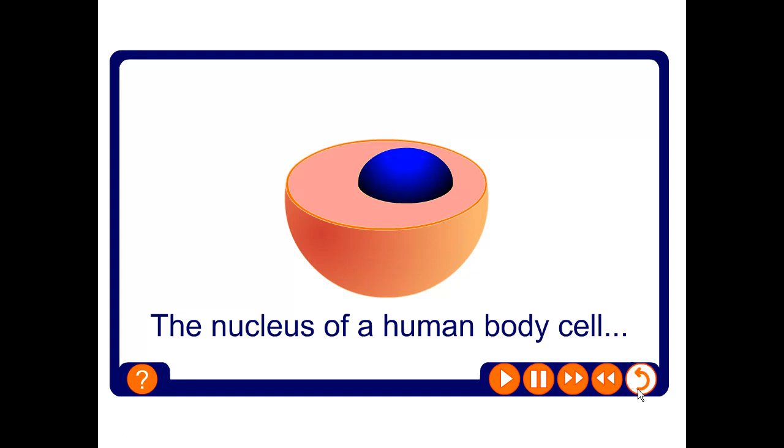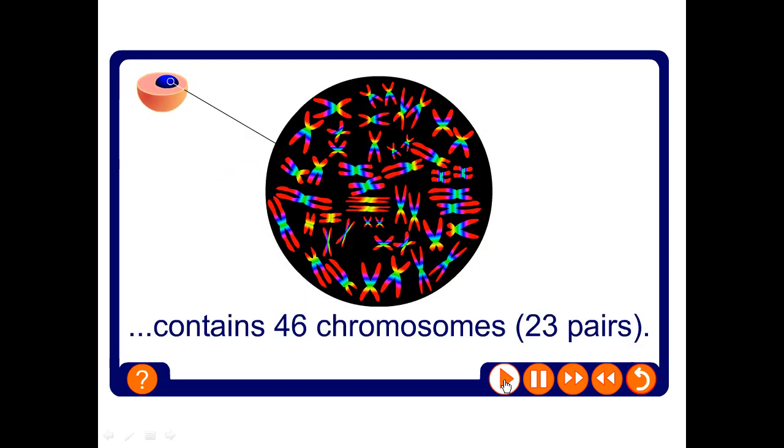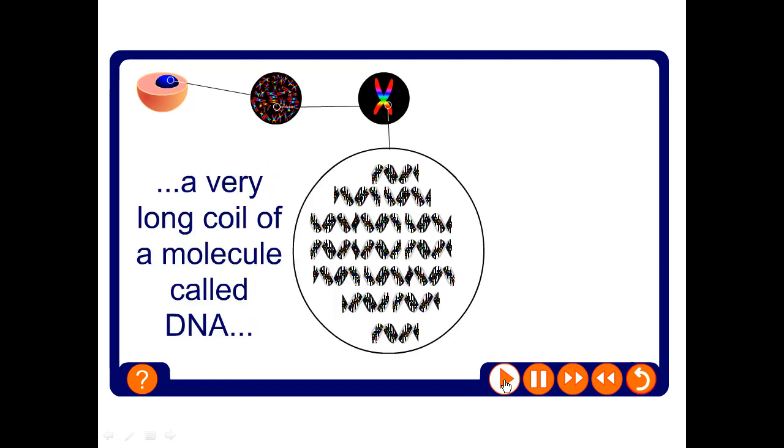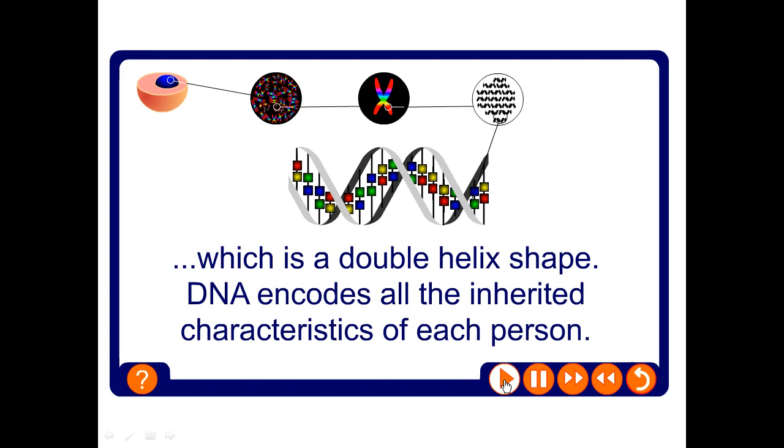So the nucleus of a human body cell. This is a human body cell and this one in the middle is the nucleus. It contains 46 chromosomes, so it means 23 pairs. And each chromosome is made of a very long coil of a molecule called DNA. So the DNA is stored in the nucleus of your cell, and this molecule has a double helix shape. DNA encodes all the inherited characteristics of each person.